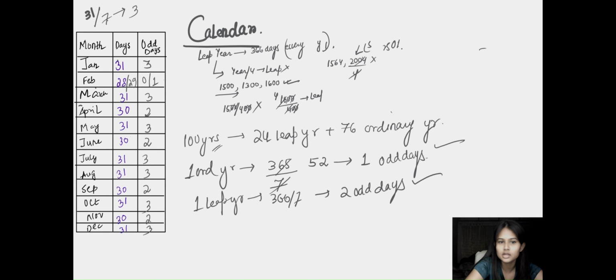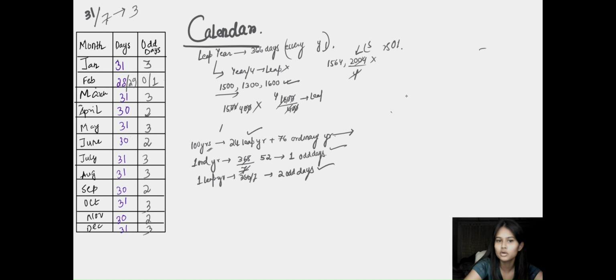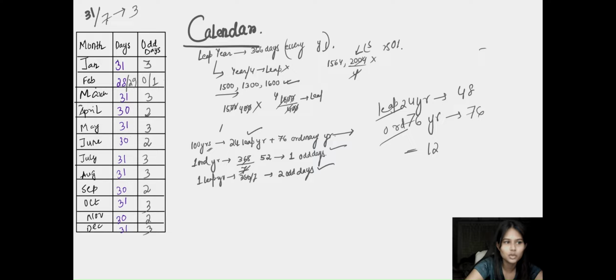Now 100 years will have how many odd days? 24 leap years give me how many odd days? 48. And 76 ordinary years, this is ordinary and this is leap, give me 76 odd days. Now if I calculate, what I get is 124. If I divide 124 by 7, I get 5 as remainder. Therefore, 100 years has 5 odd days.